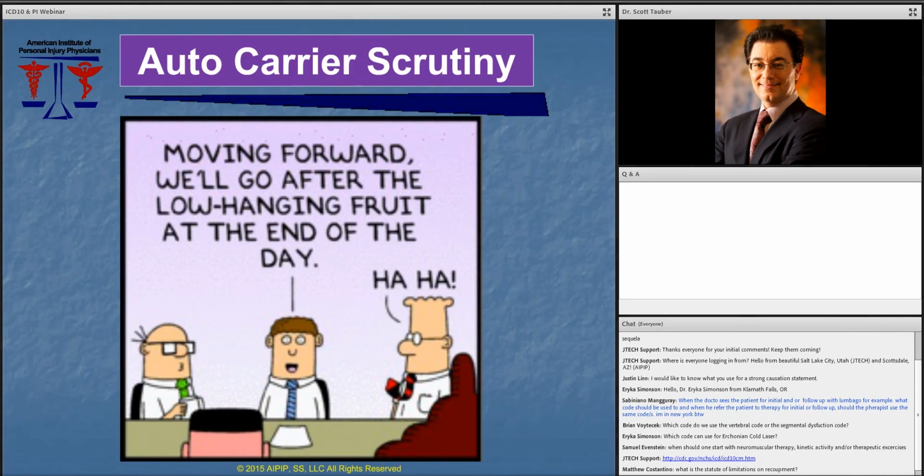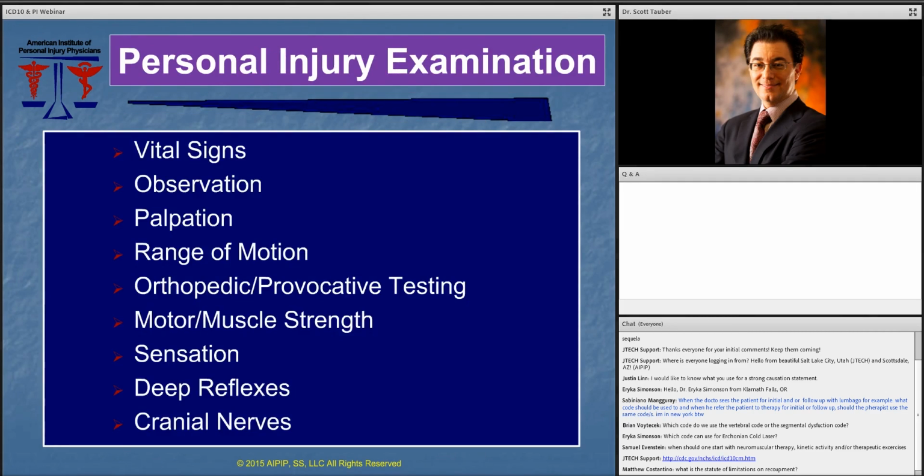And remember, we talked about getting a better first visit. So I'm going to focus on the examination component of the first visit. Obviously, there's diagnostic imaging and there's history, examination. All of this will ultimately lead to a diagnosis. These are the items that you can include in your personal injury examination. And in fact, I would highly recommend that you do all of these.